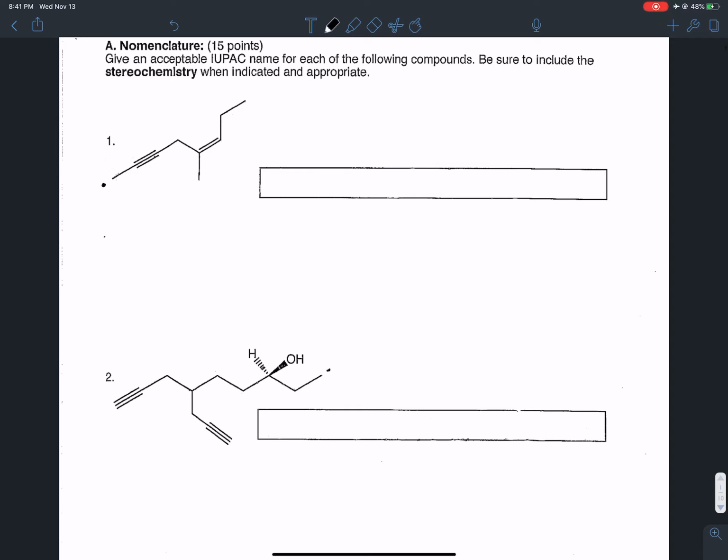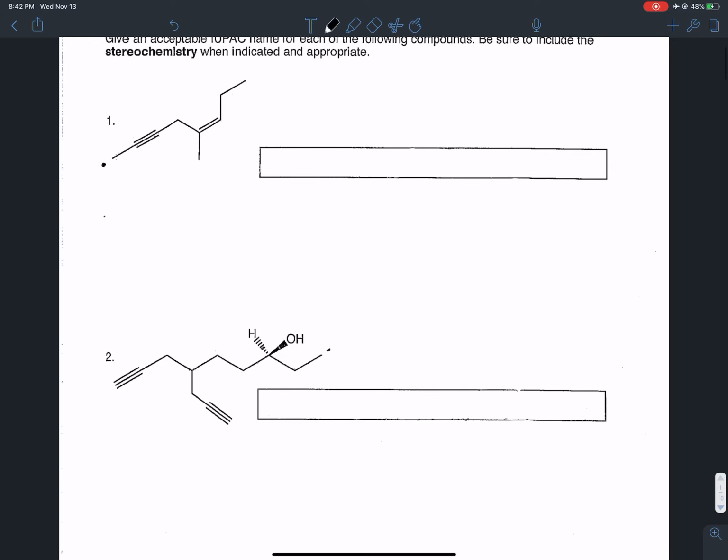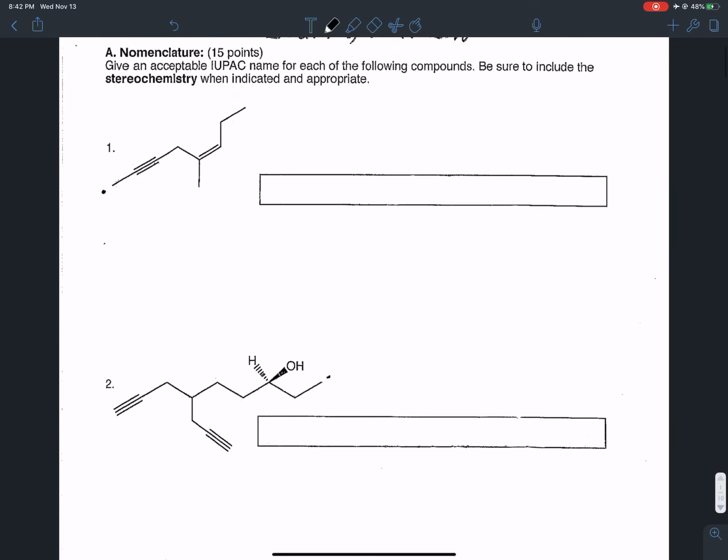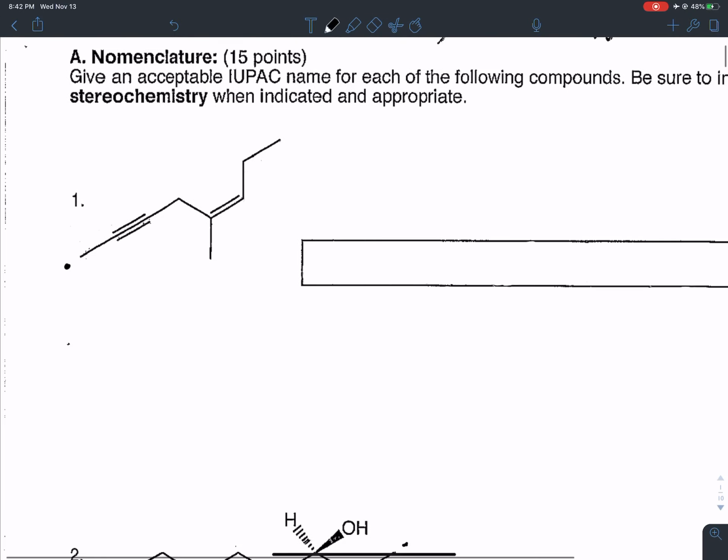All right, nomenclature. Very first thing, so it used to be that the very first thing was that we found the longest carbon chain. That was our job. Now our job is to locate the primary functional group. We have a new first job. So our first job is to identify the master functional group, if you will, the highest priority functional group. That's done by oxidation state. So looking at this first problem, we have an alkyne, we have an alkene. Which one has higher priority?